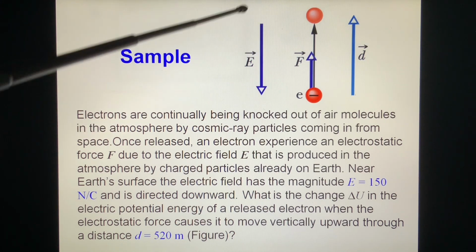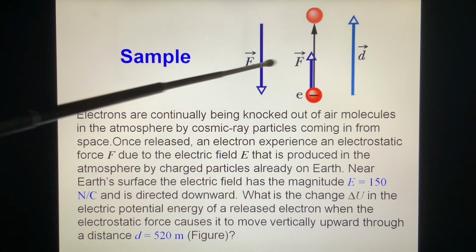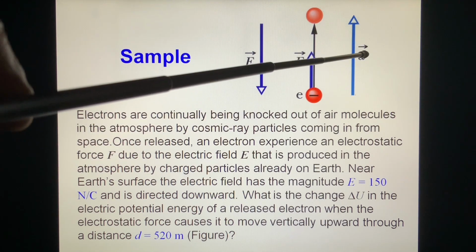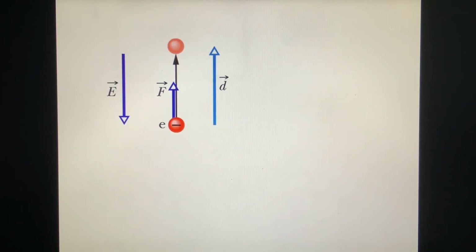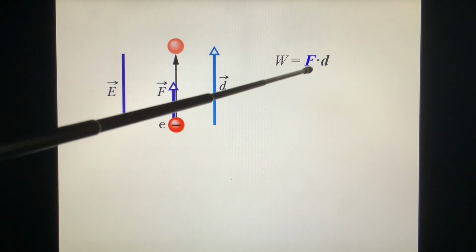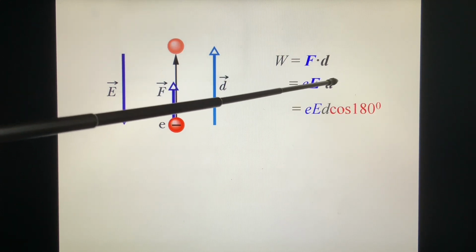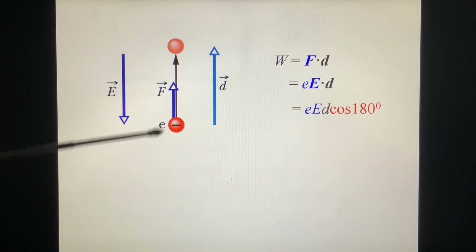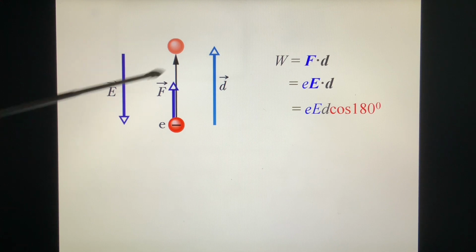The electric field of Earth is towards the Earth. And this electron experiences a force from E and moves up. After moving d, what is its potential energy change? We know W equals F dot d. In this case, F equals the charge times E. The force and the displacement d are in opposite directions, on the same line, so the angle is 180 degrees.